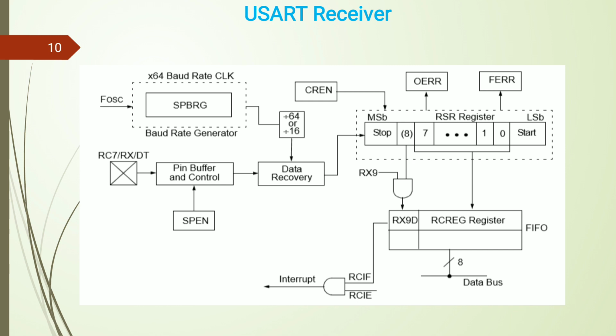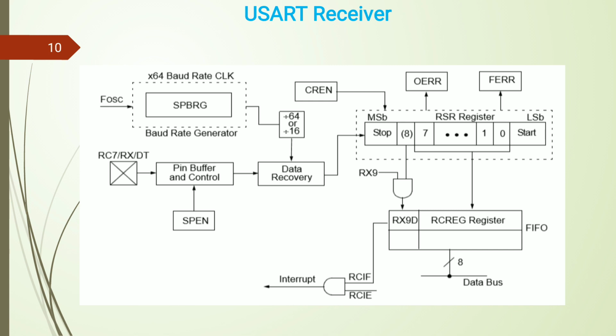Again here, with the help of the SPBRG register, we have to select the same baud rate which is used for transmission of the data, either low baud rate or high baud rate. If it is low baud rate, then it should be divided by 64, and if it is high baud rate, then it should be divided by 16. So based on the baud rate selected, data recovery decides the baud rate and the rate of the received data. According to that, the received data is transmitted towards the receive shift register, that is RSR.